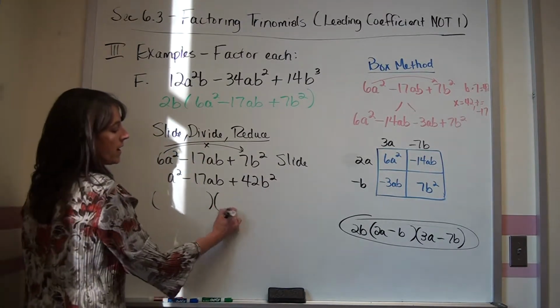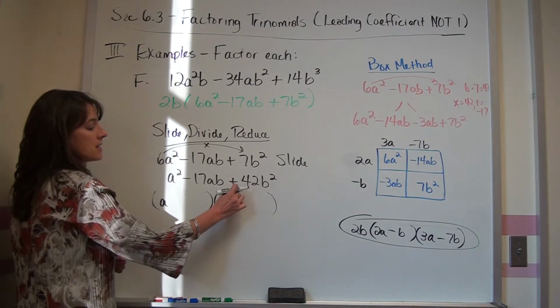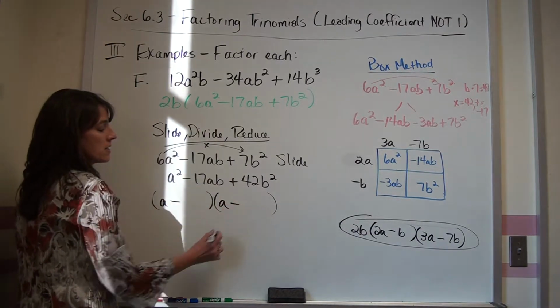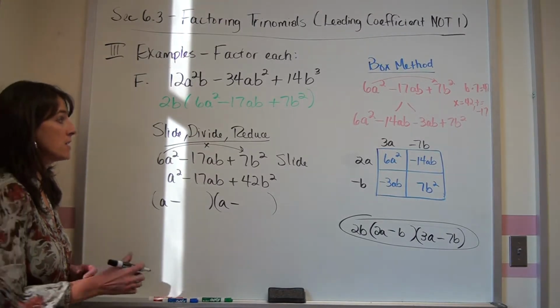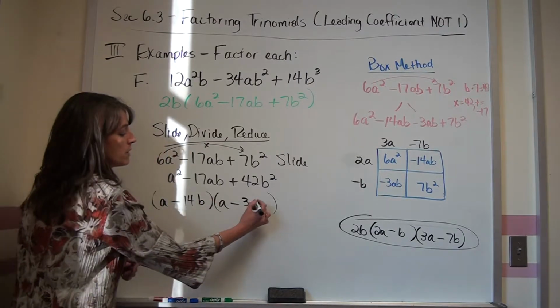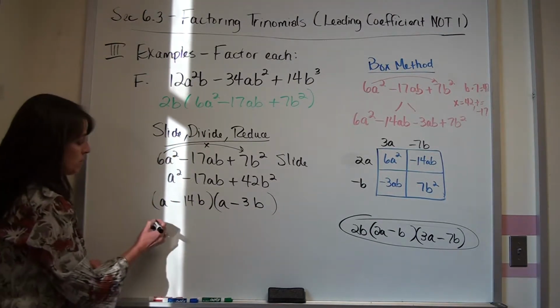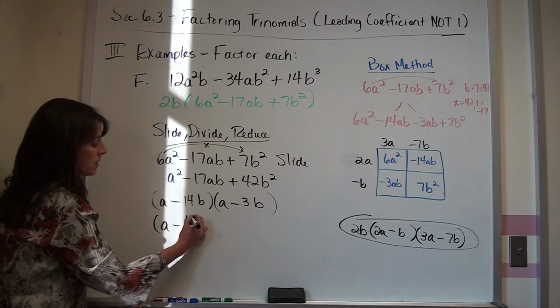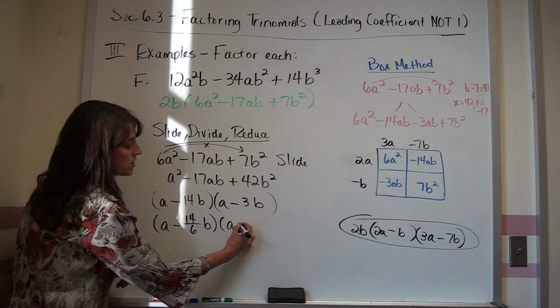This is easily factored because I have a coefficient of 1, splits up as an a and an a. Same signs, both minus. Two numbers that will multiply for 42 and add up to be a 17 are going to be my 14 and my 3. 14b, 3b. Now I'm going to divide the 6 back in because I don't want to keep it out. And I'm going to reverse what I did to get it out, and that was multiplication. So I'm going to reverse that with division.